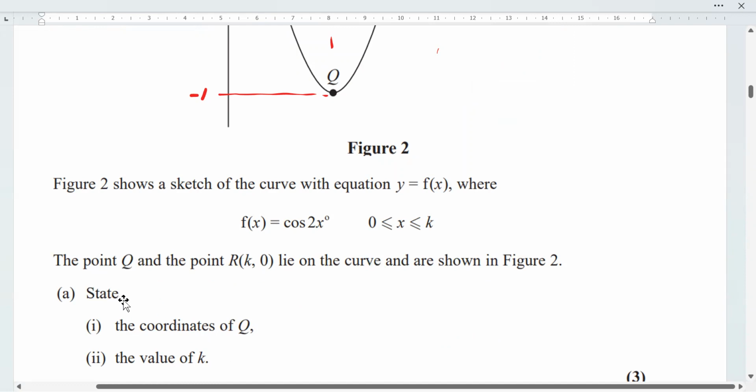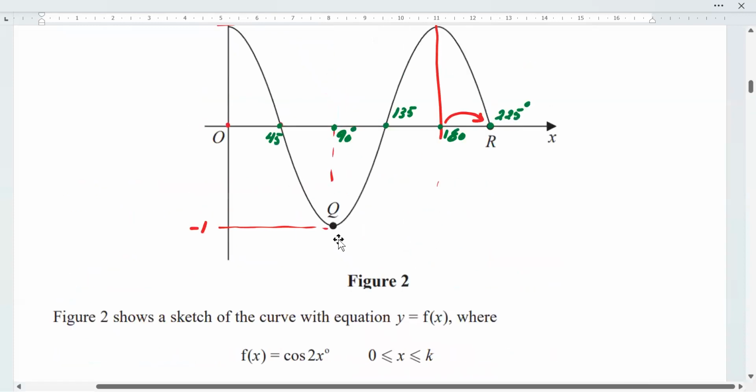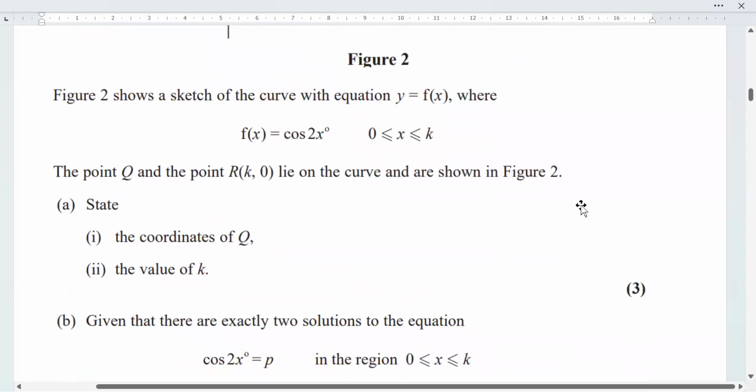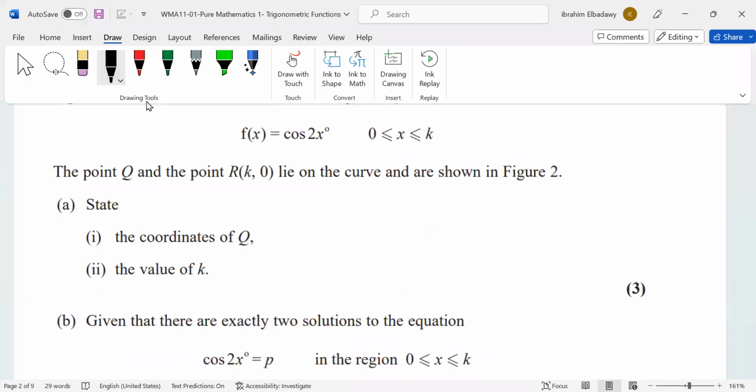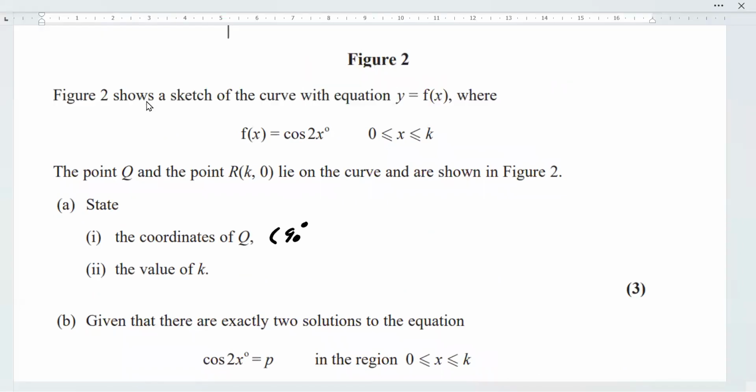When he says state or whatever similar word, there is no working out. You can get it directly from the diagram and write it here. The coordinates of Q, as you see here, have x-axis which is 90 and y-axis which is -1. So you have to write directly 90 degrees and -1.